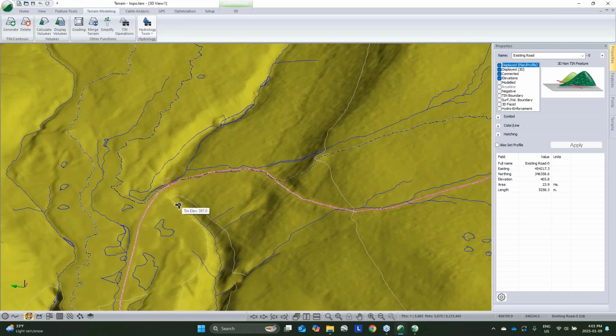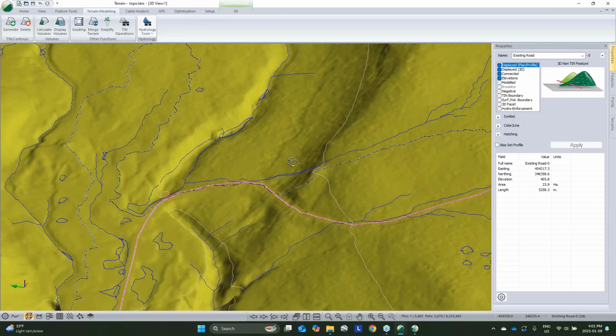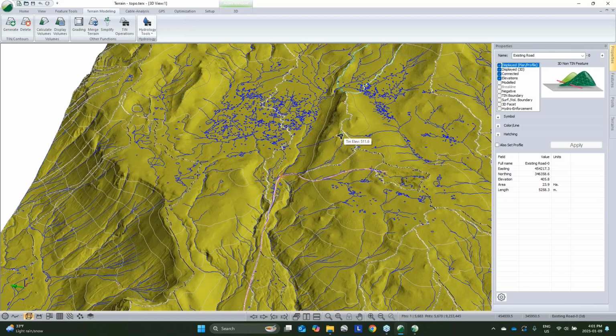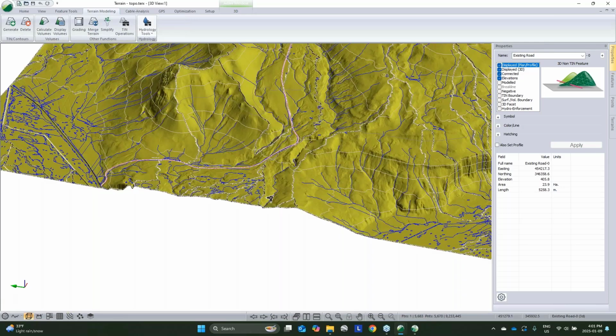So for that, you can use the hydro enforcement feature, just as I did when I assigned it as the culvert flowing through that road when we merged it into the surface. So hopefully that answers the question. But yeah, the watersheds are showing the height of land that splits flow to the edge of your tin surface.